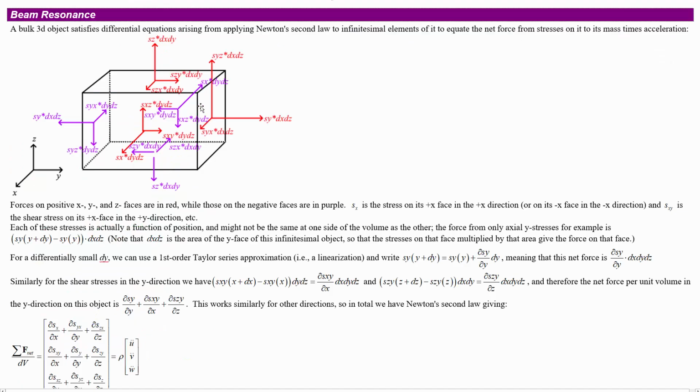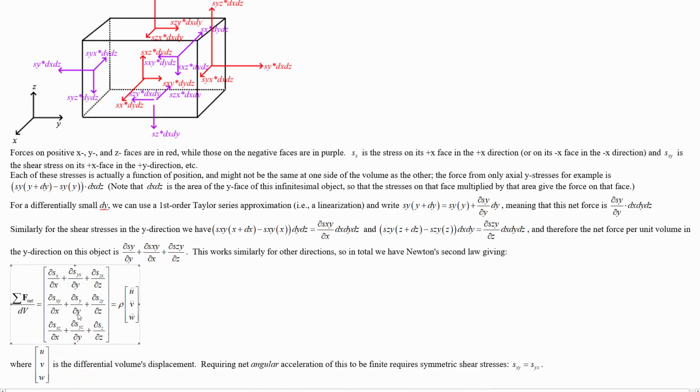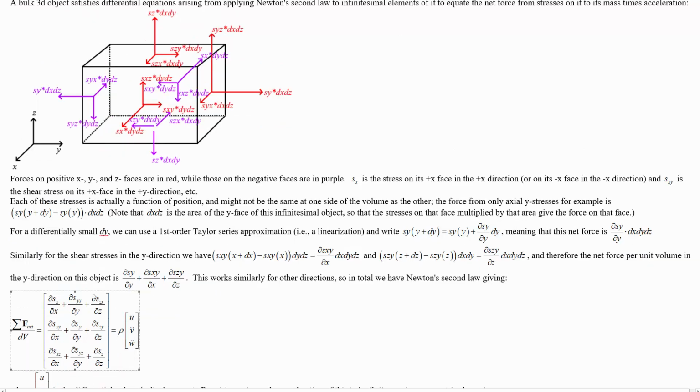All right, the third resonance topic that we're going to be talking about is beam resonance. This is maybe not the most conceptually difficult, but maybe the most calculation intensive of the three resonance modes that we're going to be talking about today. A bulk 3D object satisfies differential equations that arise from applying Newton's second law to infinitesimal elements of it to equate the net force from stresses to its mass times acceleration. We're going to do that down here. But first, where does this come from?